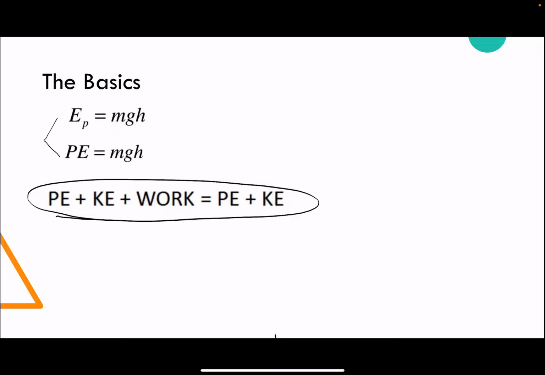Okay, so to start, I would like to point out the formula for potential energy. I would also like to point out that these two are the same. They're just different notation, because different books use different notations. So it's always good to know both in order to be able to read different content.